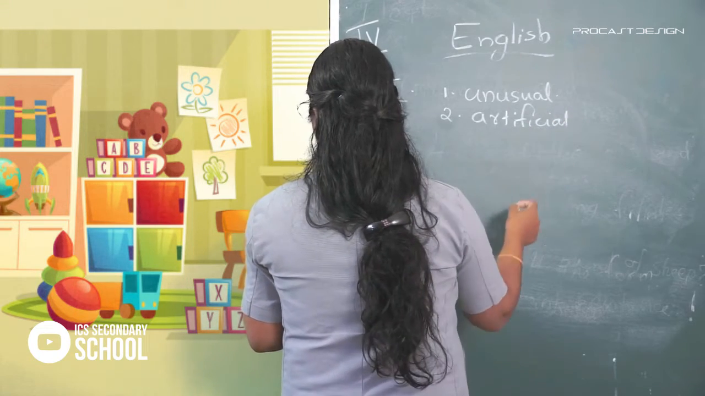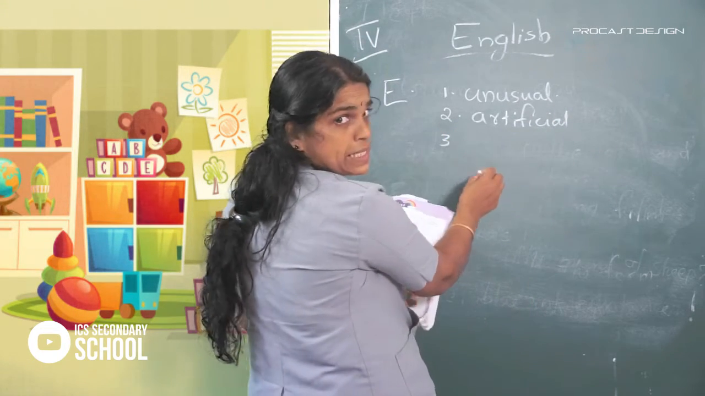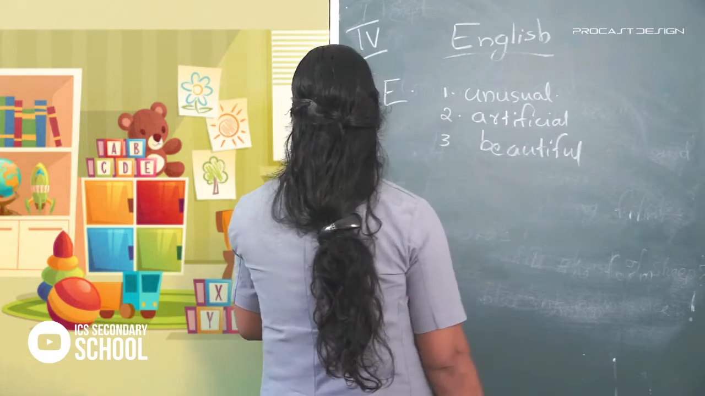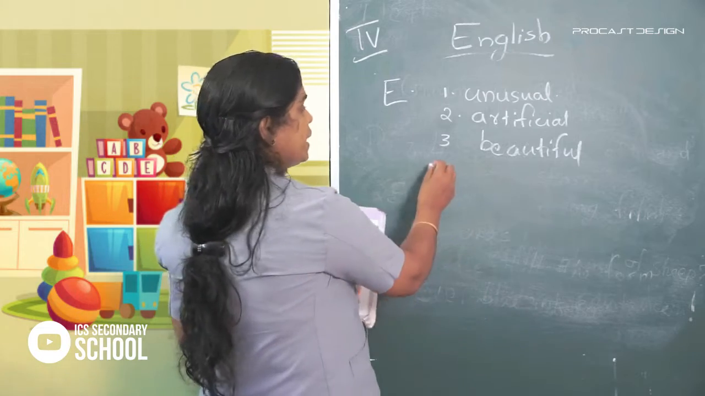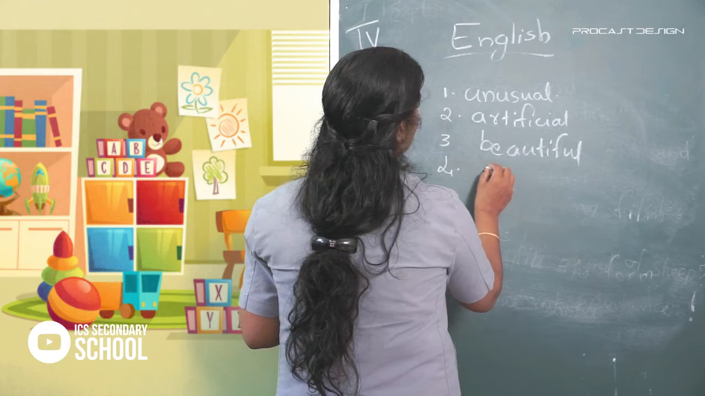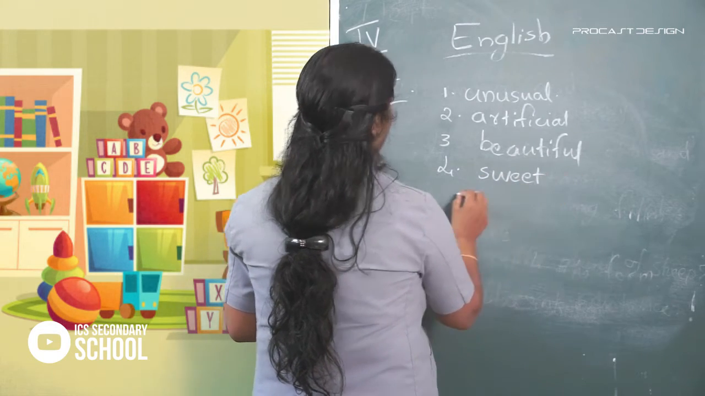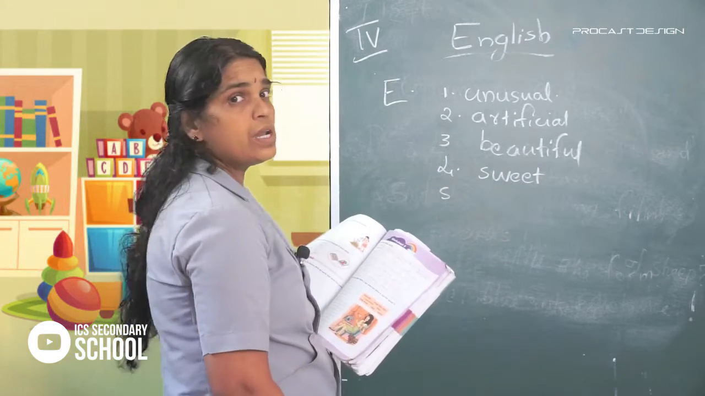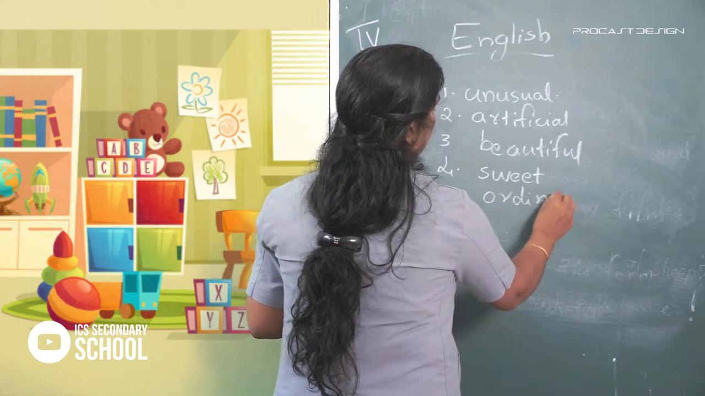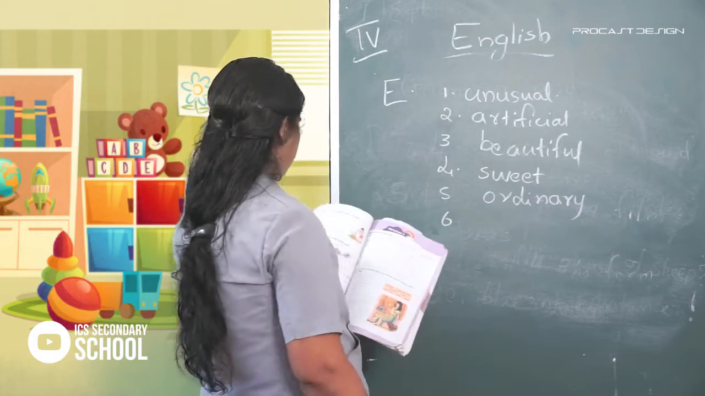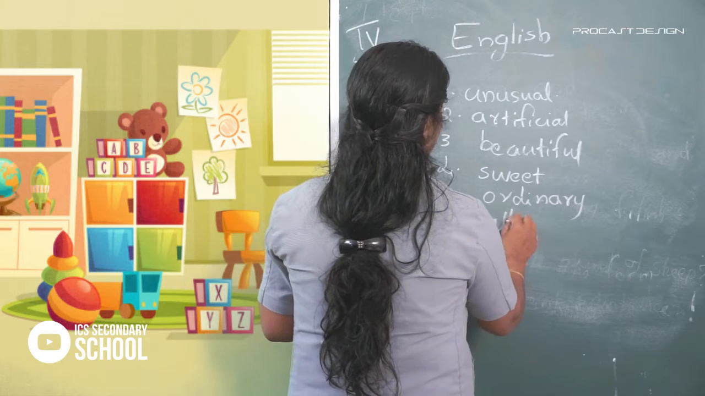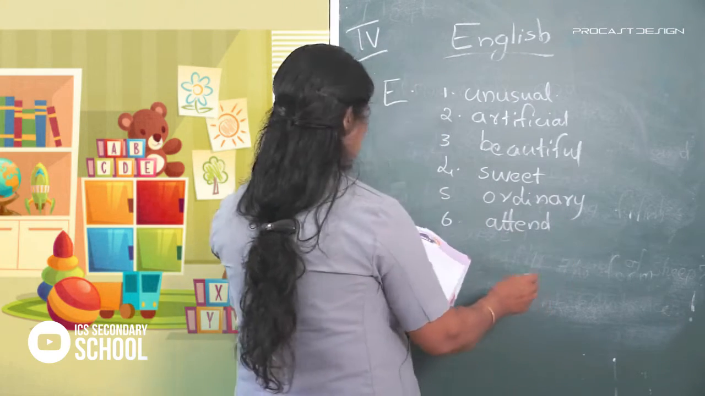Then unreal, artificial. Pretty, beautiful. Melodious, sweet. Whose song is melodious? Yeah, our Nightingale's song was very sweet or melodious. Fifth one, usual, ordinary. Okay. Sixth one, helpers, attendants. Very good.